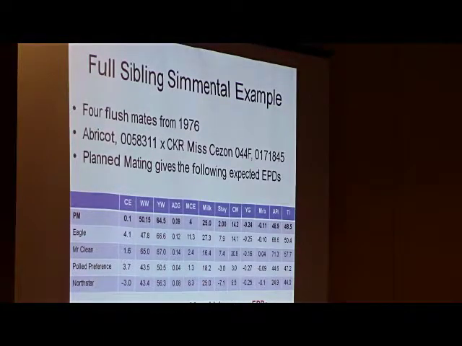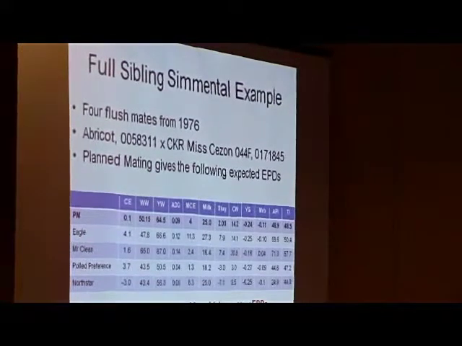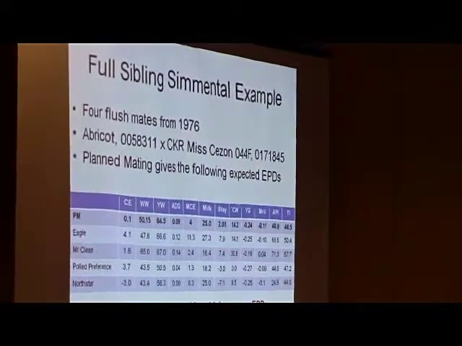Right. The parental average, or PA on here, for calving ease was 0.1. Eagle ended up with a calving ease of 4.1. Mr. Clean, 1.6. Hold Preference, 3.7. And North Star was a negative 3.0. So in his day, I suspect Eagle might have been a calving ease trait leader. In his day, back in what year were they born? 1976. 76.